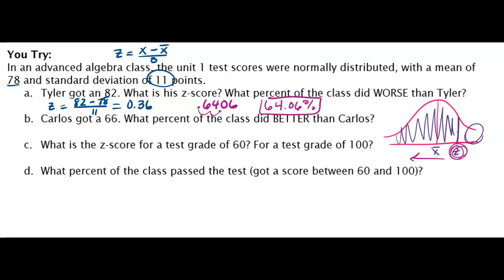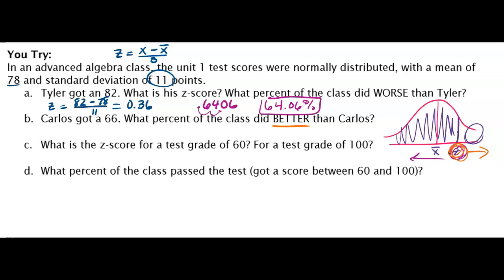Question B, Carlos got a 66. What percent of the class did better than Carlos? So we still need to figure out the z-score, even though it didn't explicitly ask us to do that. But we need the z-score to be able to find the percentage. And then notice that it asks who did better than Carlos. So let's say that this z here is Carlos. We need to know the percentage above. So this is one where we're going to have to find the percentage and then subtract from 100.